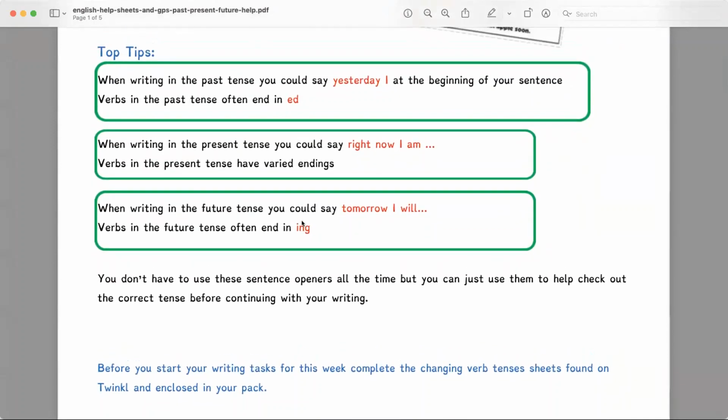Okay, so top tip. If you remember this top tip, it will really help you to understand the three tenses. If you see here, it says when writing in the past tense, you could say yesterday. You can use the word yesterday to identify that this happened in the past. Yesterday, I at the beginning of your sentence. So verbs in the past tense, note that down, often, not always, often end in ed. And when writing in the present tense, you could say right now. So right now indicates something that is happening.